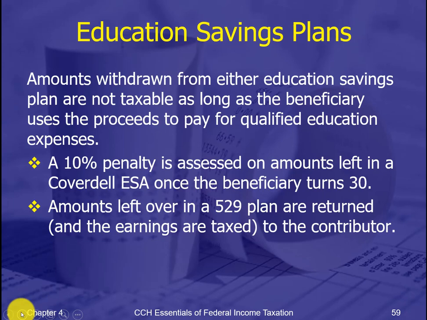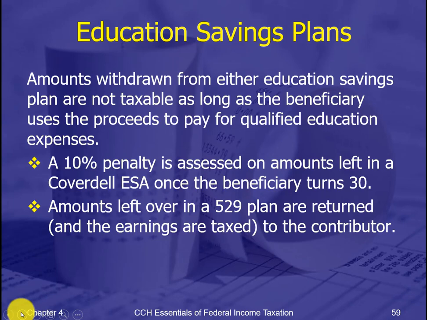So the idea is that it grows in there. You don't have to report the interest growing in there as income, but if you pull it out for the wrong thing, you can have penalties. None of it is taxable if you take it out, as long as you use it for qualified education expenses. Once the beneficiary turns 30, there's going to be a penalty. However, you can roll it over to another beneficiary in the same family.